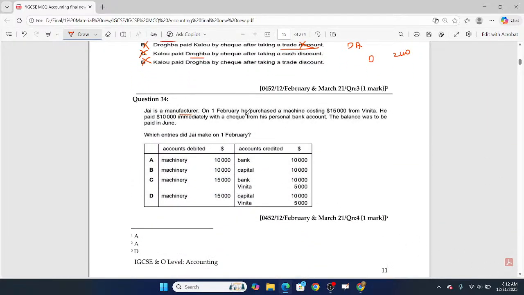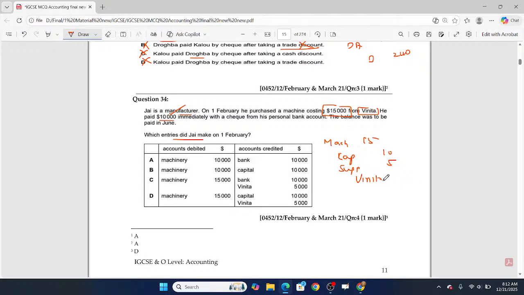Joy is a manufacturer. On 1st February, he purchased a machine costing $15,000 from Vinitha. He paid $10,000 immediately with a check from his personal bank account. The balance was to be paid in June. Which entries did Joy make? For the purchase of machine, debit, and payment made by the owner out of her personal money is capital. 15,000, 10,000. Balance 5,000 is payable later on, meaning the supplier amount. That will be the supplier's name, Vinitha.